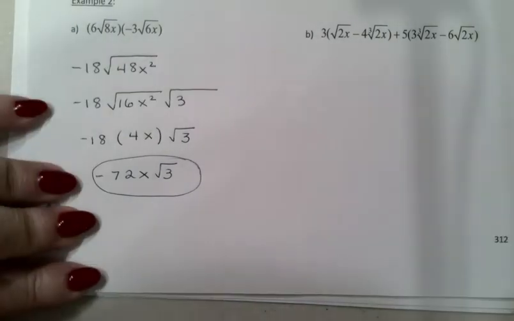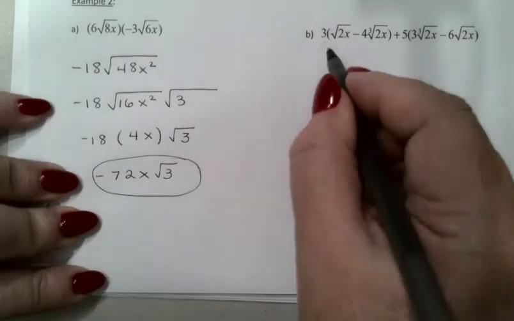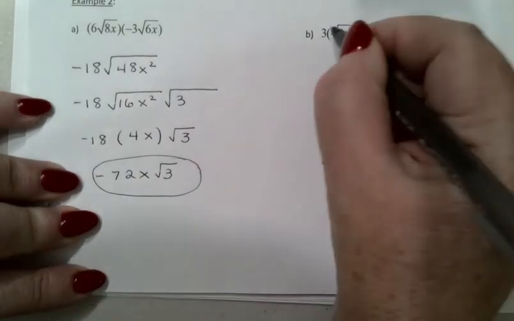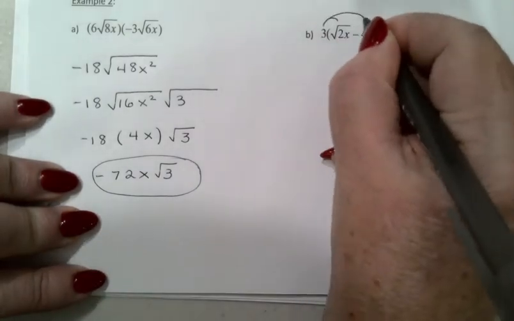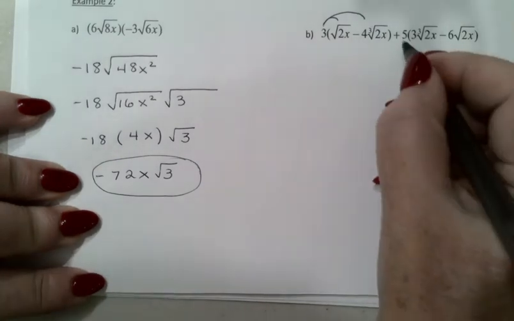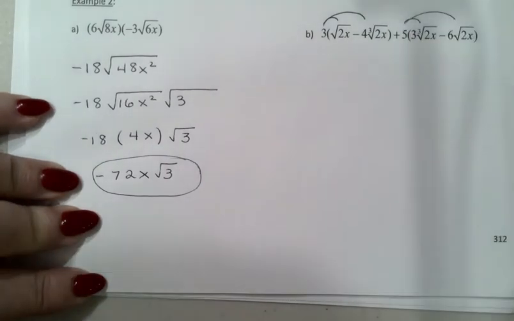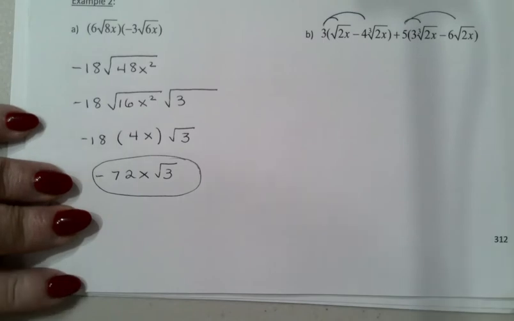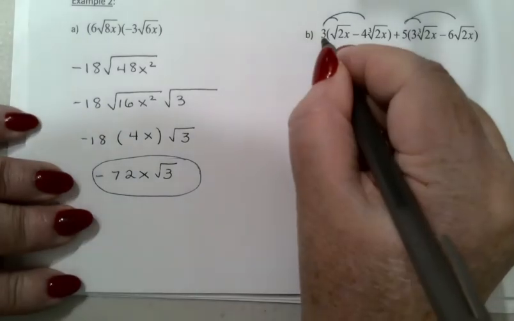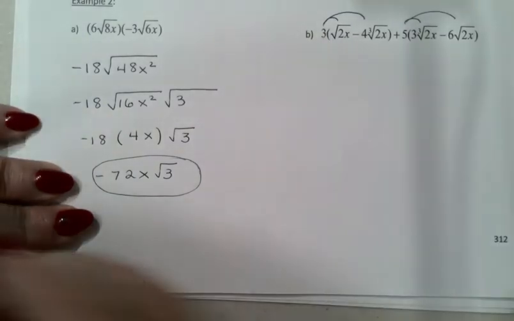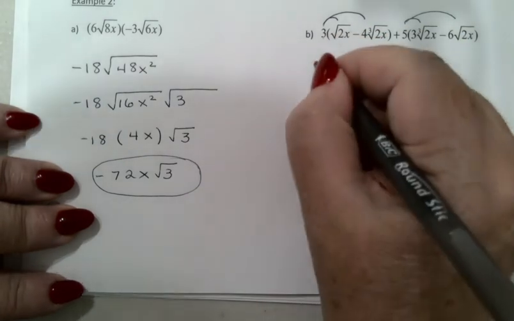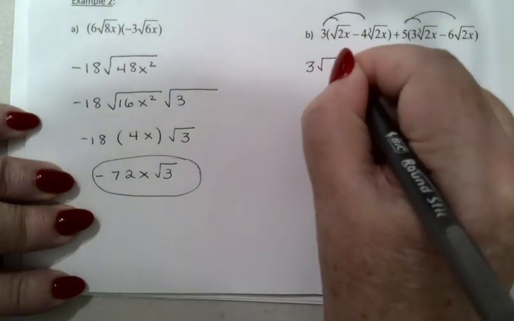All right, let's take a look at B. This 3 is outside these parentheses, so I'm thinking that 3 is going to be a distributive law. And the same with that 5. Distributive law there as well. So here, the 3 is outside. I can't put it into the inside of the radical, so it's going to be 3 times the square root of 2x.